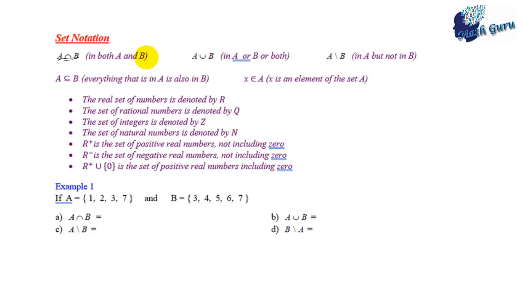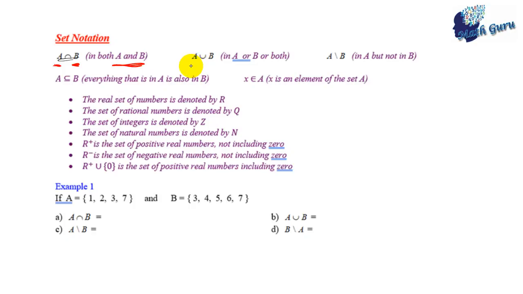So here we have got the intersect sign. If I have a set A which has elements in it, and a set B that has elements in it, if either of them have the same elements, we say that A intersects B for those elements. So it's in A and B, it's in both of them.